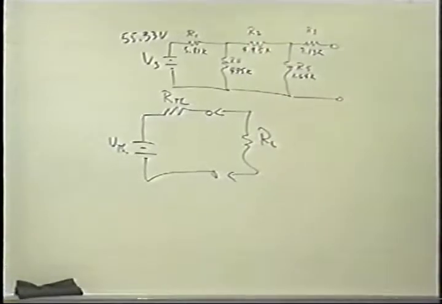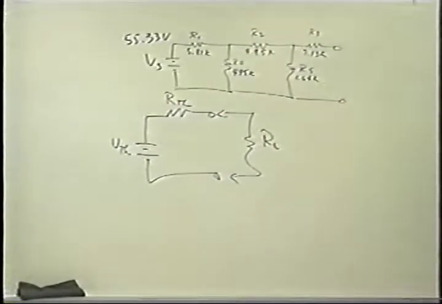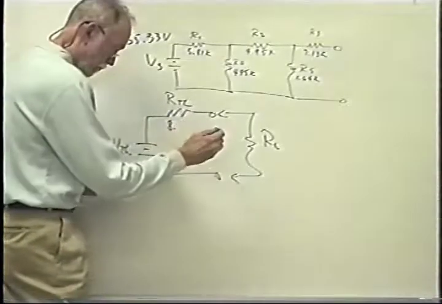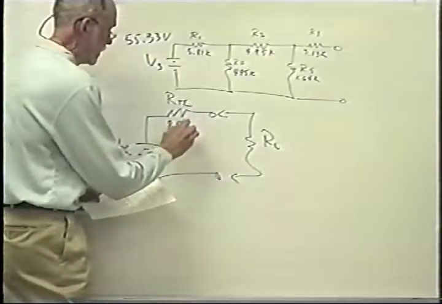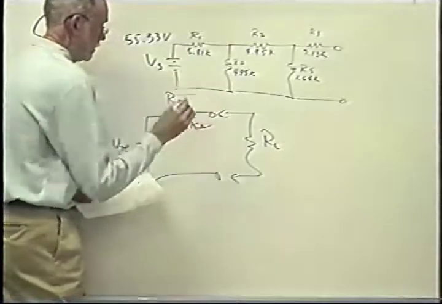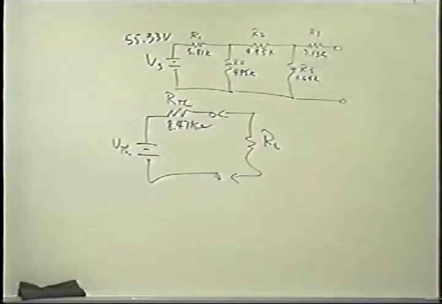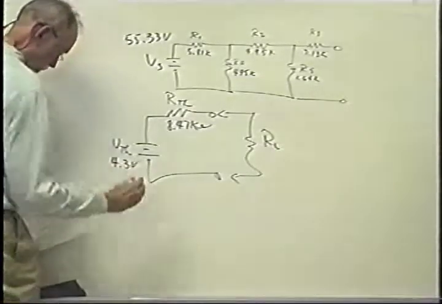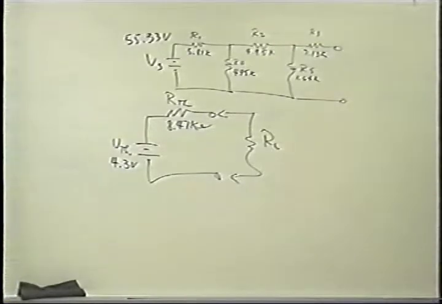Give you just a minute to get those values down. While you're writing those values down, I am going to go ahead and tell you that for RTH, you should get 8.47 K ohms. And for VTH, you should get 4.3 volts. I'll give you just a minute to get caught up. All right, now then.